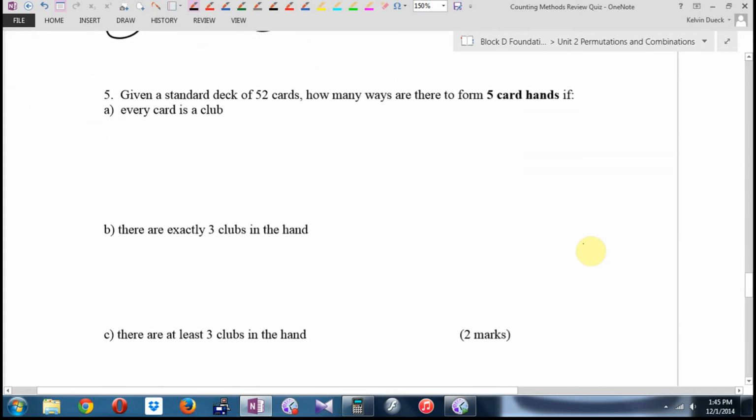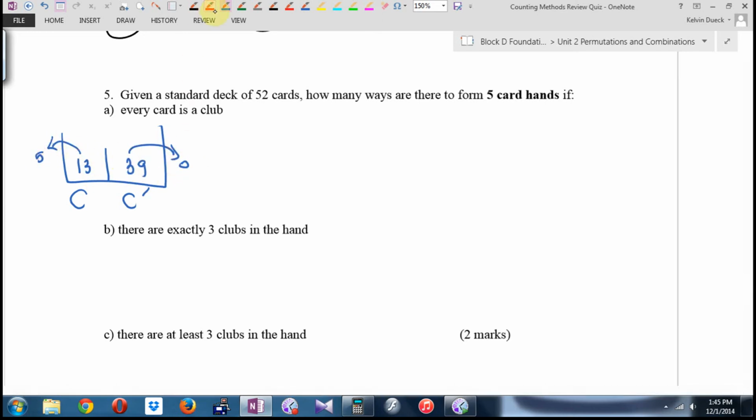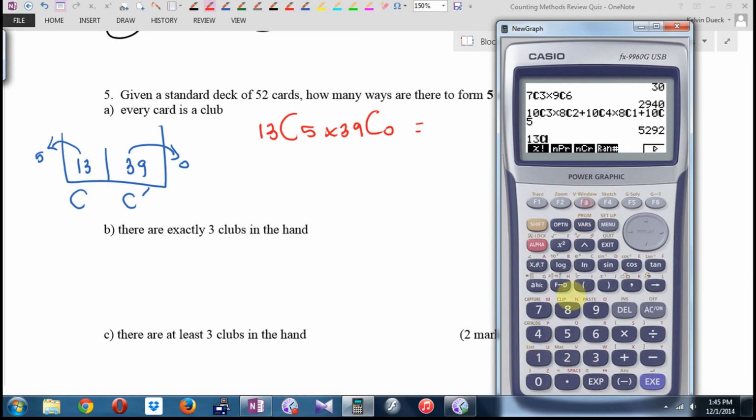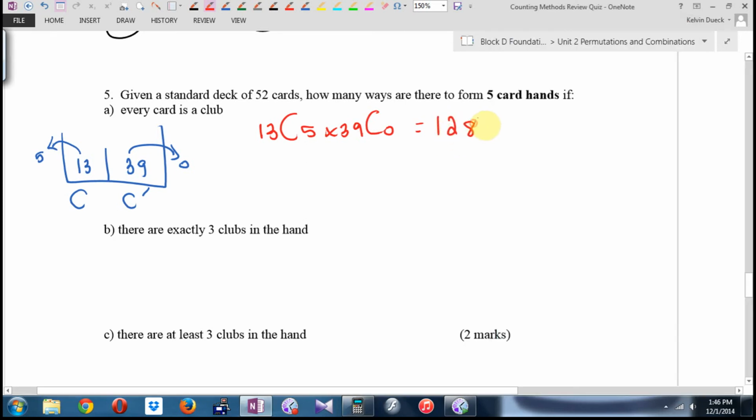Hey, let's play cards. How many ways are there to form 5-card hands if every card is a club? This looks like a job for a bucket. Club, not club. 13, 39. 5 clubs, no others. Mr. Dueck, why didn't you go times 39 choose 0? Because it's 1. Is it 1287? Yeah? That's called a flush, a club flush.